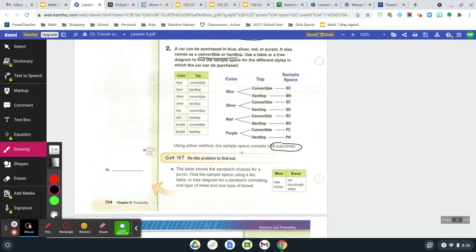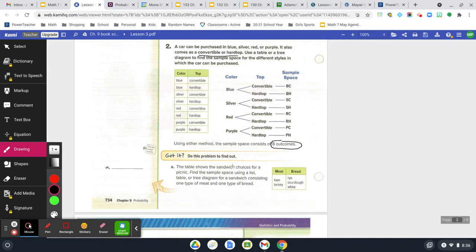So letter A. Let's try this out. The table shows the sandwich choices for a picnic. Find the sample space using a list, table, or tree diagram for a sandwich consisting of one type of meat and one type of bread.